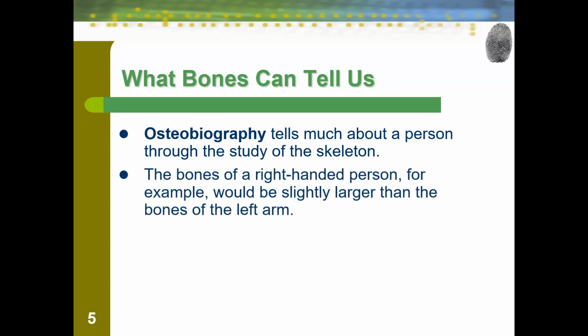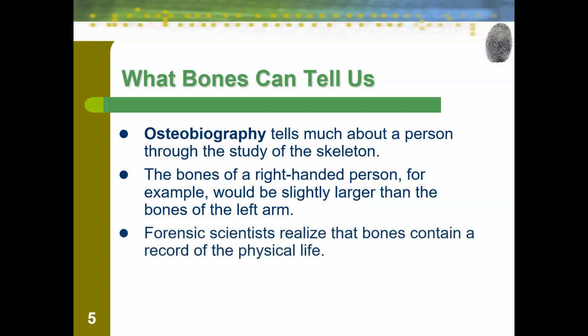Now there are way too many things to get in the course of this video of all of the neat things about the human skeleton, but one of the ones that I think is the coolest is the bones of a right-handed person, for example, are slightly larger than the bones on their left arm. So a skilled forensic anthropologist could tell whether someone is right-handed or left-handed solely based off of the bones of their body, because their right arm bones are going to be slightly larger than the left, and vice versa if the person is left-handed. I just think that's so neat.